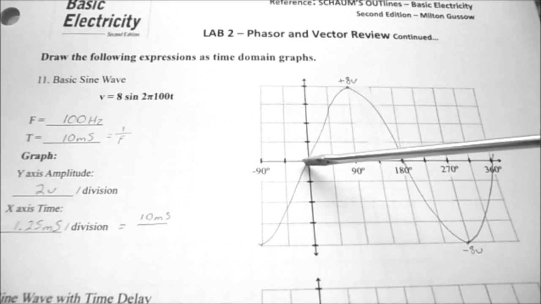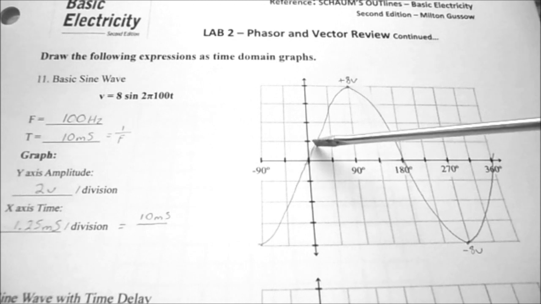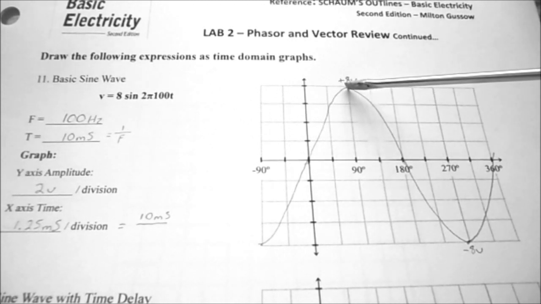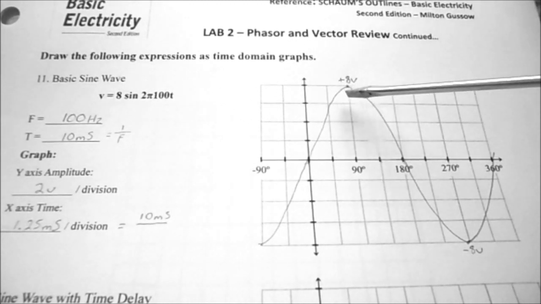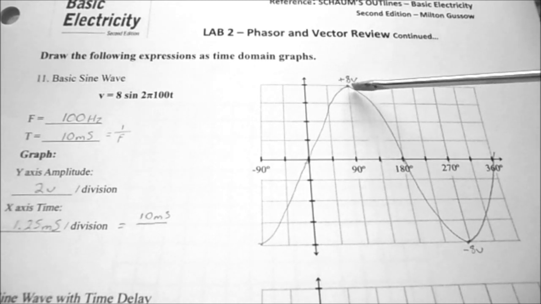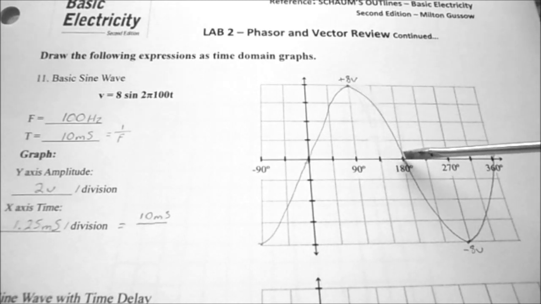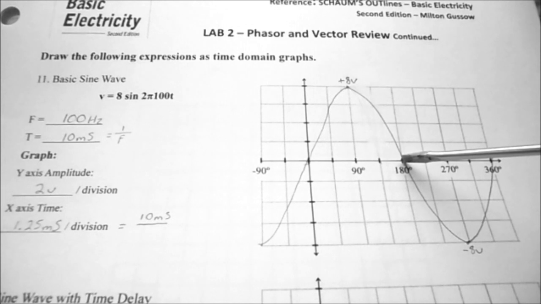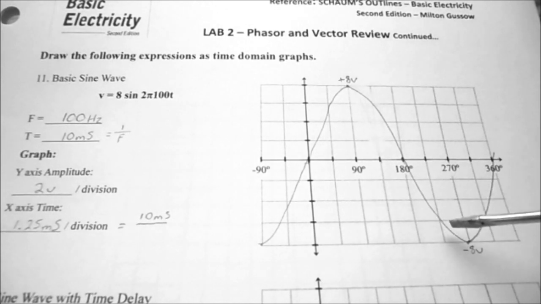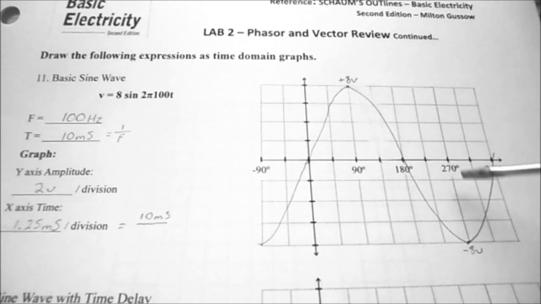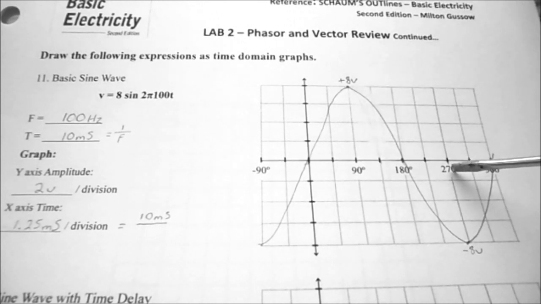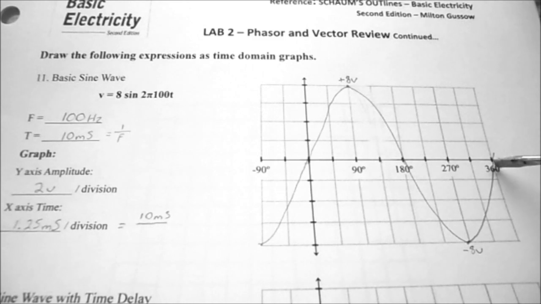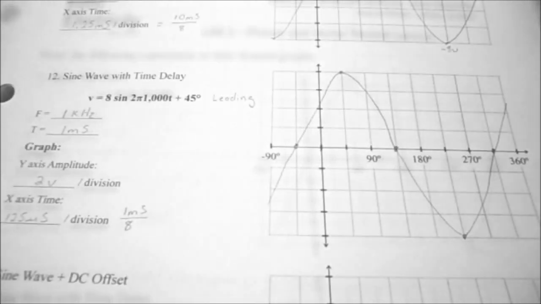Unless told otherwise, we always start at the zero crossing and continue up to our maximum, which is going to be 8 volts, and that's at 90 degrees. We go through the zero crossing at 180 degrees. We reach our maximum negative voltage, which in this case is minus 8 volts at 270 degrees. And then at 360 degrees we go back through the zero crossing point again.